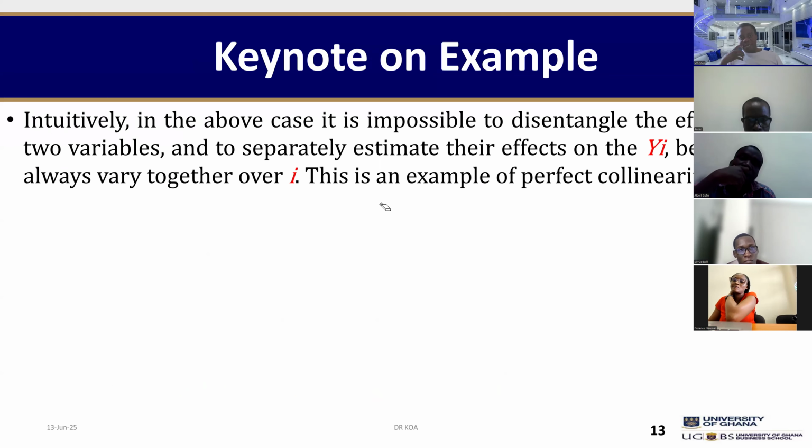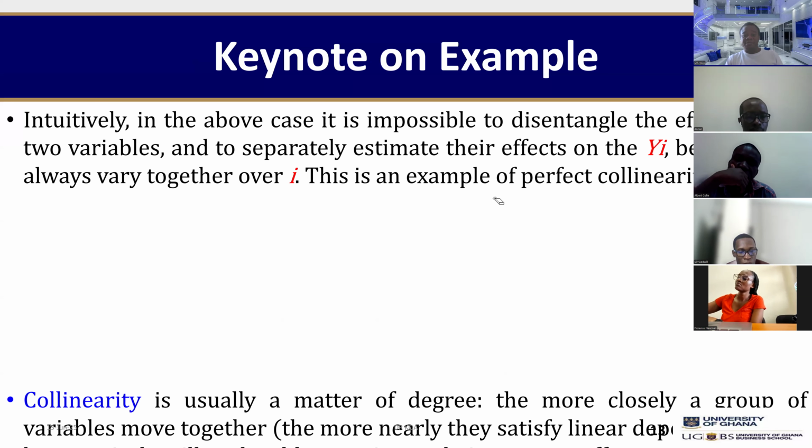Now, what is the intuition here? Well, it is impossible to separate the effect of two variables. That's the intuition. And so you cannot separately estimate their effect on the Y, in this case a dependent variable, because they always vary together over the i. And that is why we say that if you have a male and a female dummy, you now have a perfect collinearity between them, because one can be replaced by the other or the inverse of the other easily.